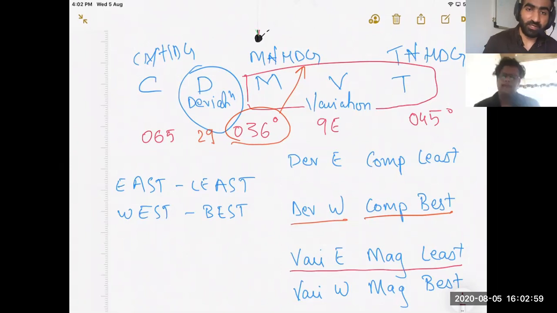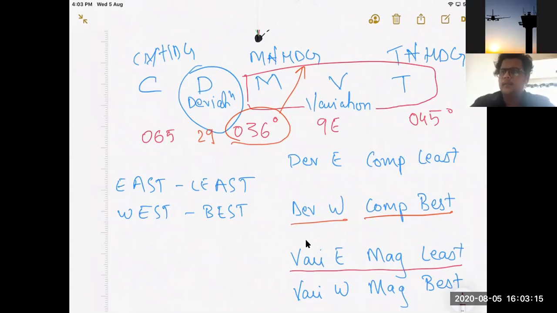Feel free to use your calculator, and all directions will be in 3 digits. So don't say 36, say 036. All right, 2 minutes. You can switch off your video if you want. You can take a breather and we'll solve sums.